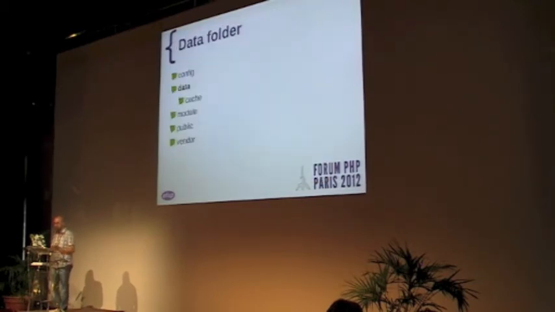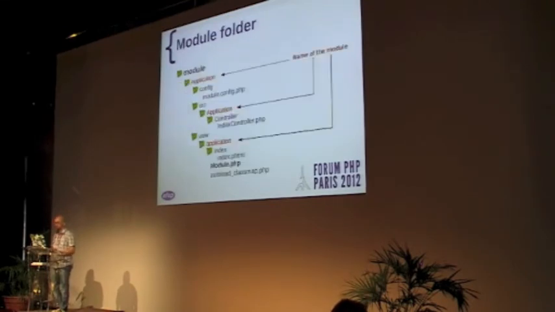The data folder contains the caching folder, because in Zend Framework 2 you can generate caching files on the fly, for instance, to speed up the execution of reusable objects, like the autoloading system and so on. The main, let's say the main folder, is the module. So basically, here you put the modules of your application.